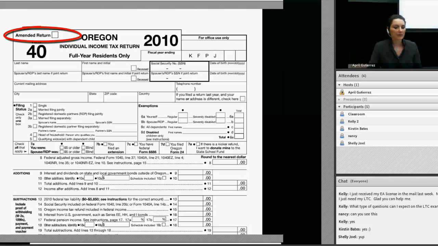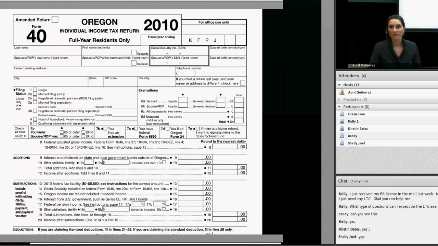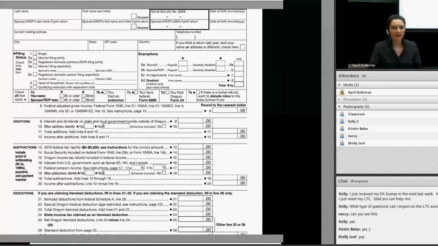You'll notice up at the top of the form it says amended return, and that is the box you check if you were filing this form as an amended form. Down here in the lower section, you'll see there's some additional check boxes, and you need to check the one that applies, obviously age 65 or older or blind.